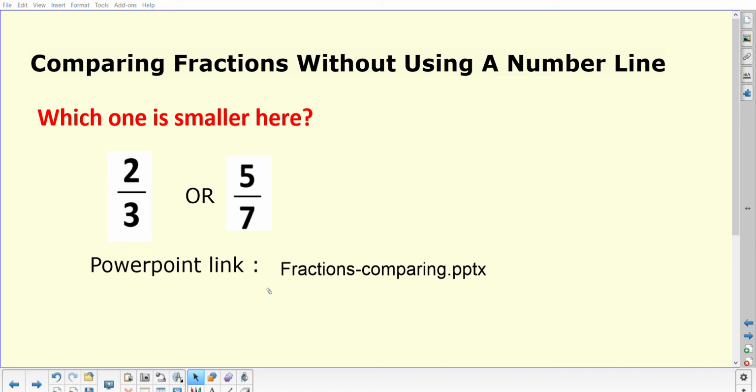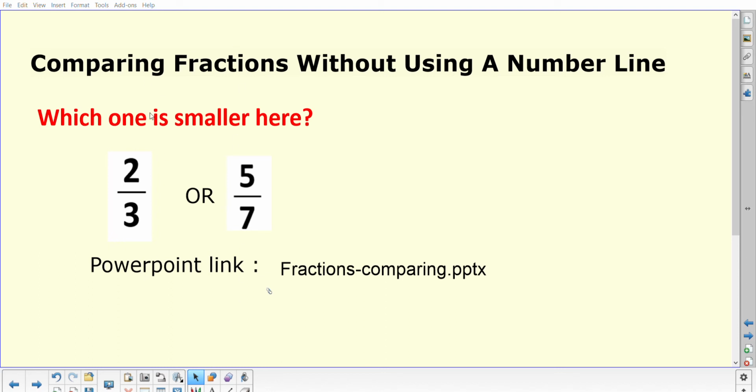So how do we get the numbers on the top? Remember, what are you doing to the 3 to change it into 21? We're multiplying it by 7. That means we have to multiply the top number by 7 as well, so we end up with 14 over 21. Whereas for 5/7, changing it into 21, what have we done here? We have multiplied by 3 top and bottom, so we get 15 over 21.